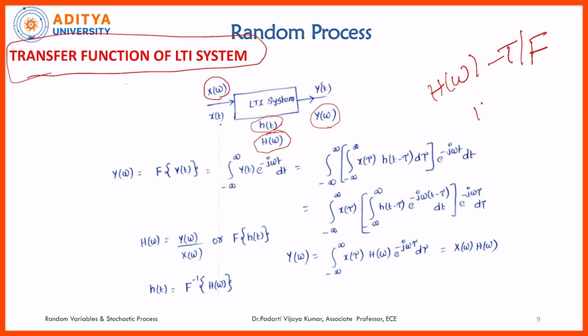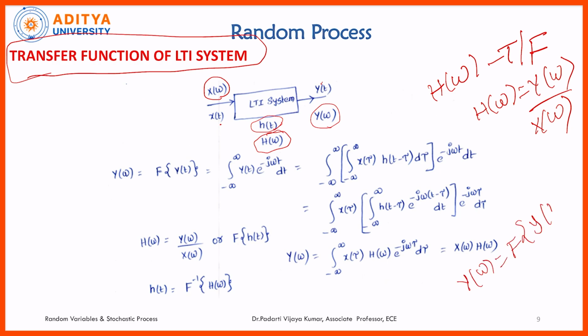The transfer function is mathematically related to H of omega is equal to Y of omega by X of omega. But we know what Y of omega is. Y of omega is the Fourier transform of y of t. So the Fourier transform of y of t is y of t into e power minus j omega t. But what is y of t? Convolution of input signal and impulse response.